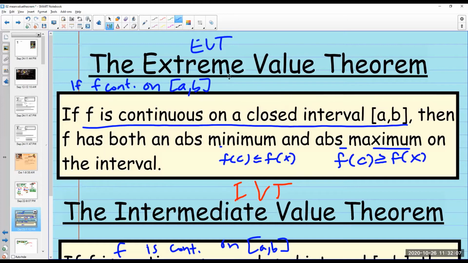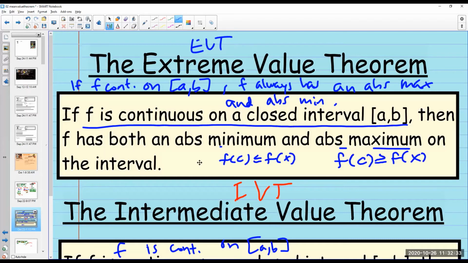Okay, so f is continuous. Then f always has an absolute maximum and an absolute min. That is what EVT says. You always have an absolute max and an absolute min as long as the function is continuous on a closed interval. And closed interval means dots at the end.